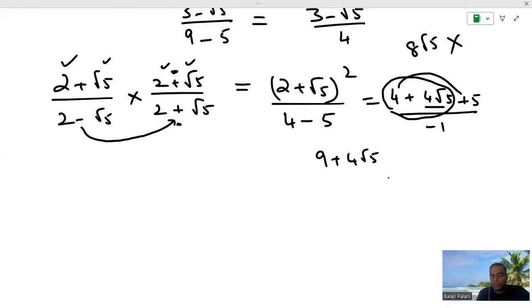So 9 plus root 5 divided by minus 1. What can we do with the minus 1? Minus 1 definitely should not stay below. This is another mathematical etiquette. You have to bring it to the numerator. This is the final representation of the answer. Okay? So gradually the problem keeps moving on.